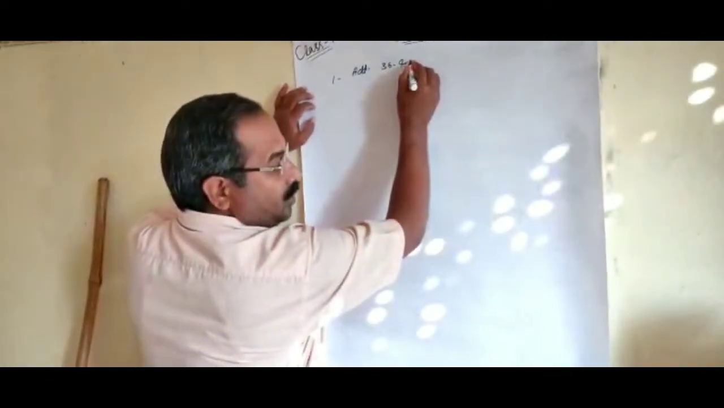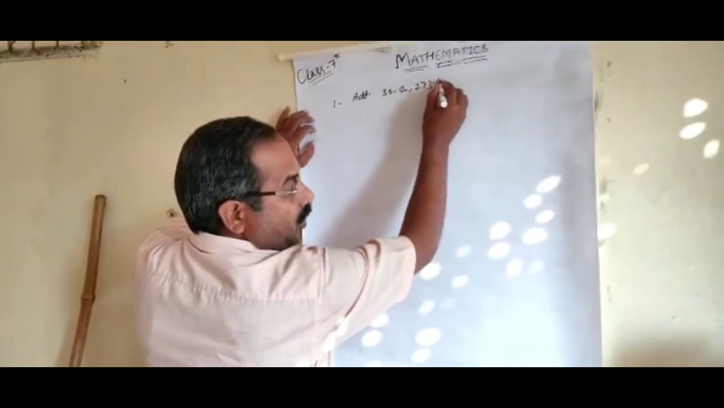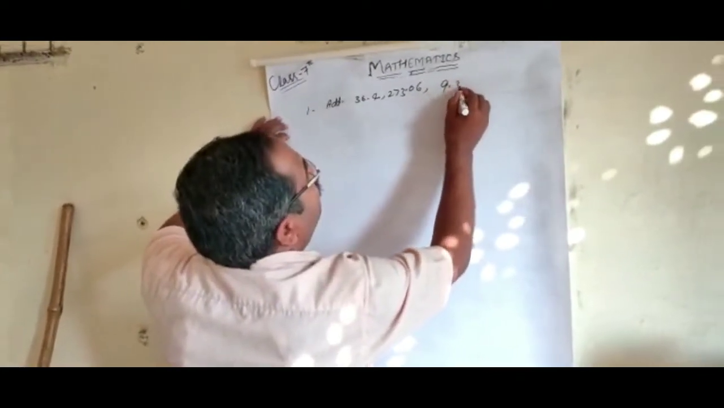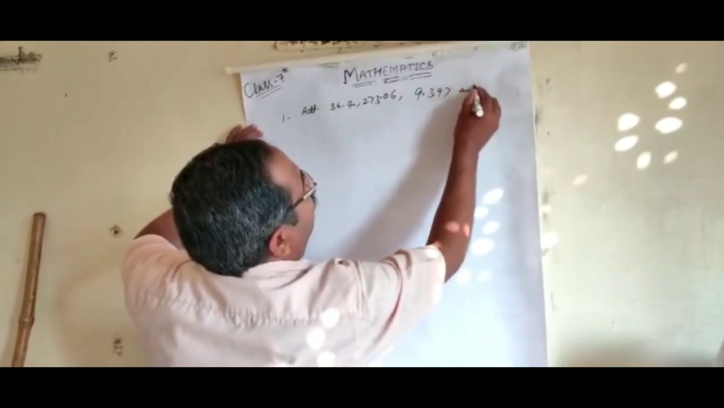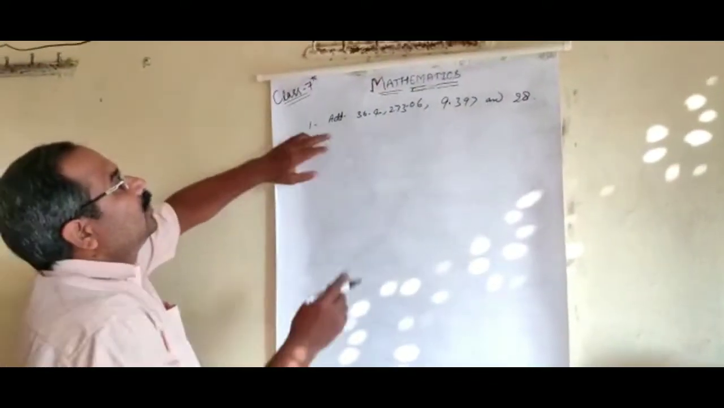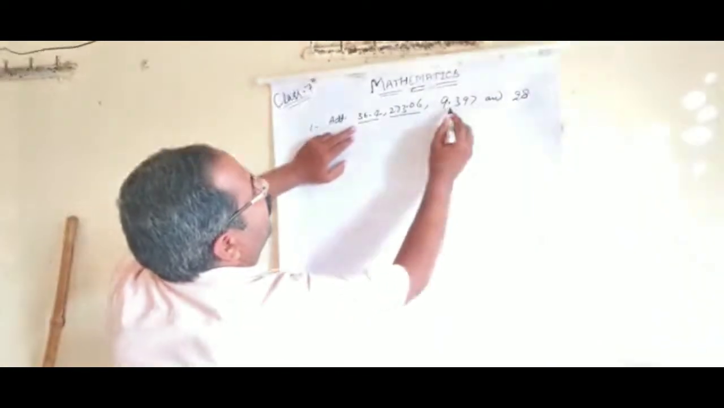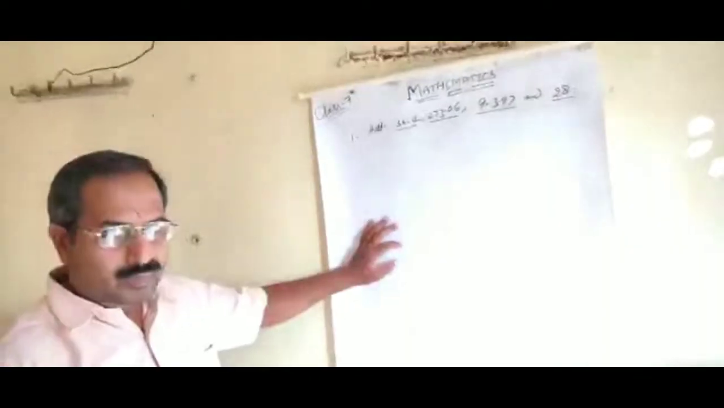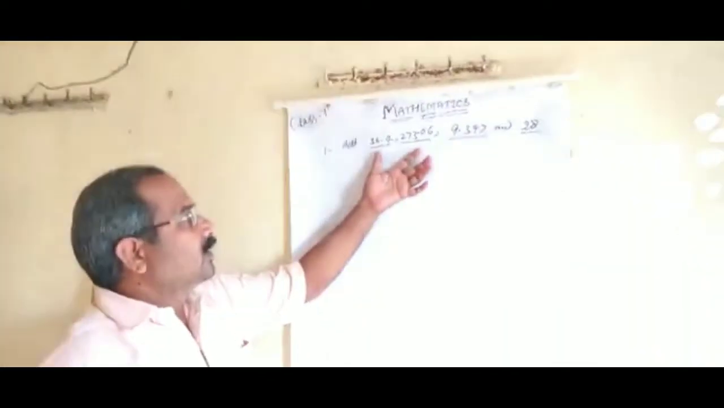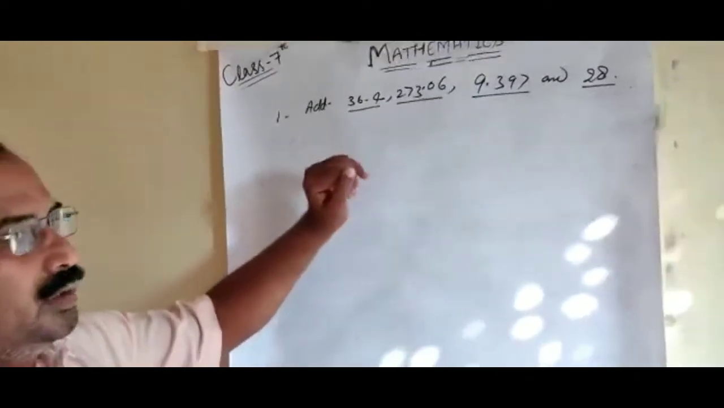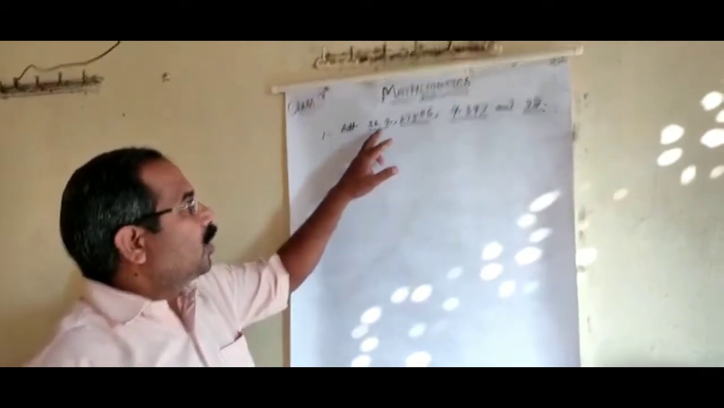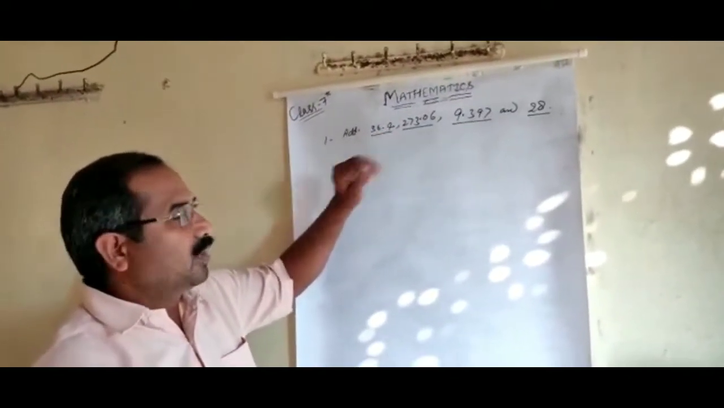36.4, 273.06, 9.397 and 28. Here you are seeing 4 decimal numbers have been given. So to add these numbers, we can consider the decimal part of the numbers.